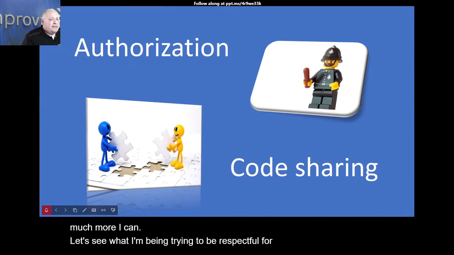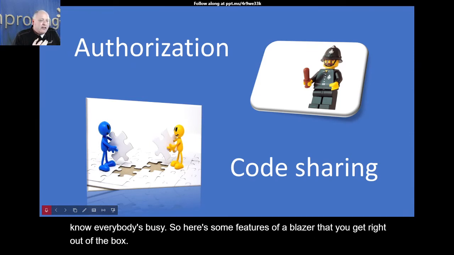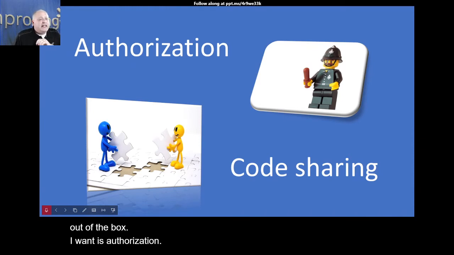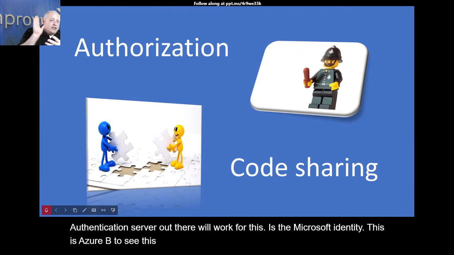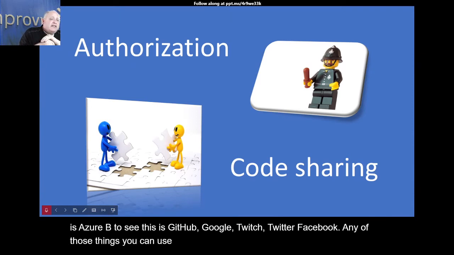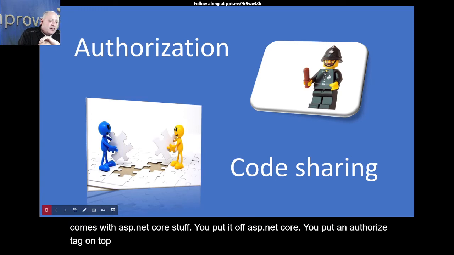So here are some features of Blazor that you get right out of the box. One is authorization. Any OIDC compliant authentication server out there will work for this. This is the Microsoft Identity. This is Azure B2C. This is GitHub, Google, Twitch, Twitter, Facebook. Any of those things you can use for authorization. It's built into the box. It comes with ASP.NET Core stuff. You put an authorize tag on the top of it, set it up, and where it goes. Code sharing. You just saw some of that code sharing.